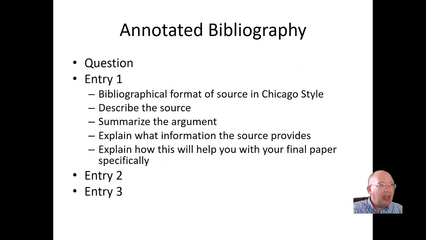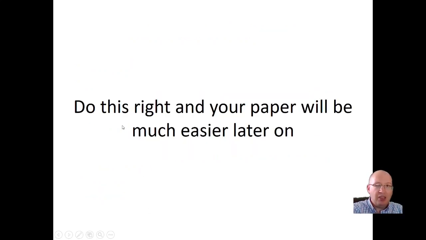And to give you a sample of what this would look like, you would have your question at the top. Then in entry 1, you would have the bibliographic format of the source in Chicago style. Then your description of the source in a paragraph. In that same paragraph, you would summarize the argument of the source, then explain what information the source provides, and explain how this will help you with your final paper specifically. These 4 things are in one paragraph. Under the bibliographical entry, then you have your second entry, and you do all the same thing, then your third, and boom, you're done.